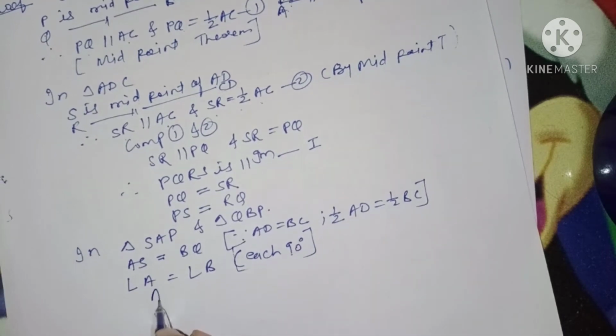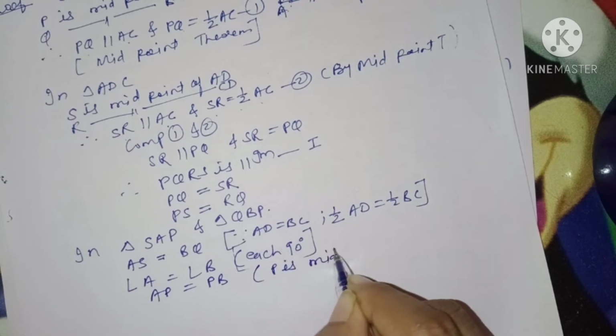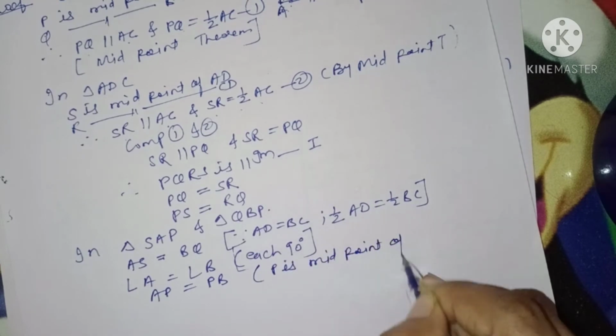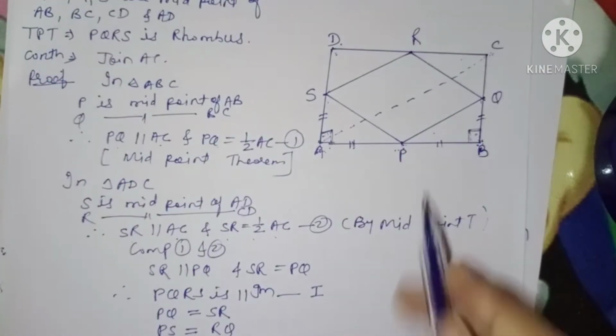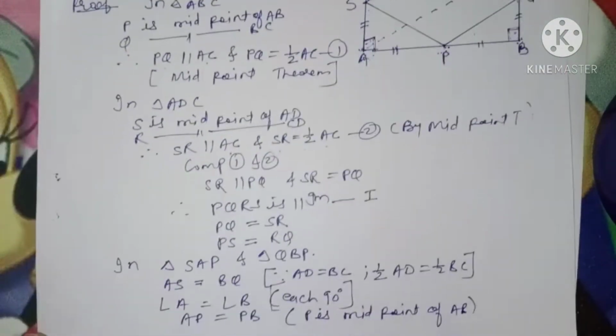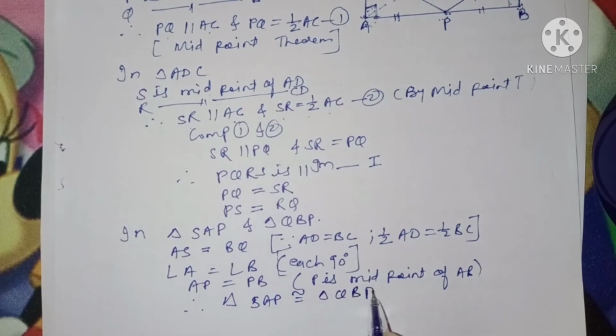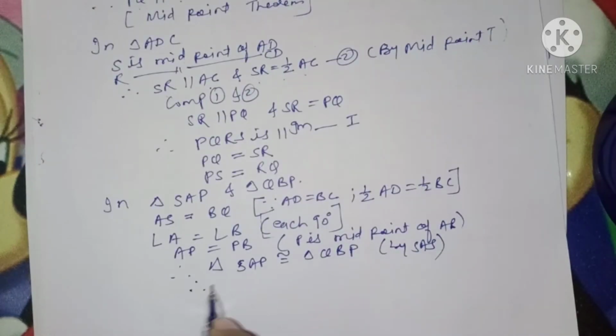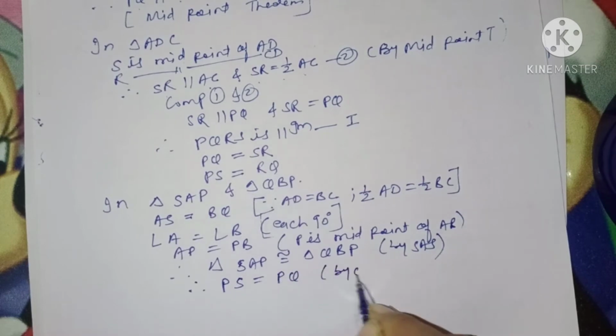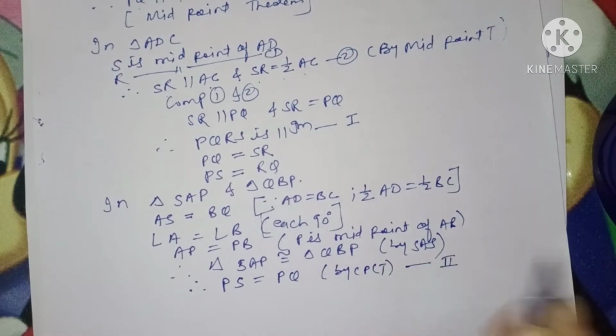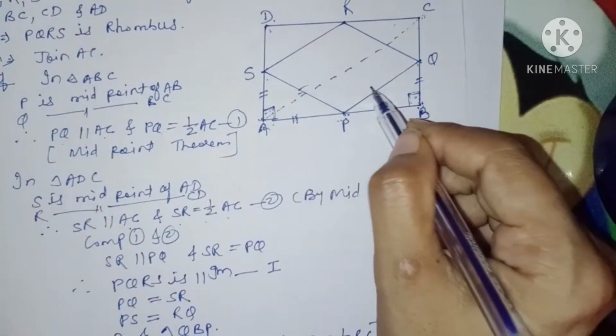And third element we can write AP is equal to PB. Why? Because P is midpoint of AB. ये जो P है वो AB का midpoint है. Now therefore triangle SAP is congruent to triangle QBP by SAS, and therefore we can write PS is equal to PQ by CPCT. Give it number 2. This PS and this PQ are equal.